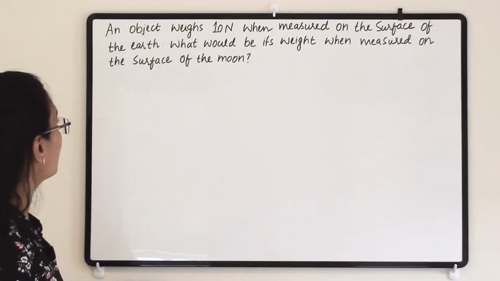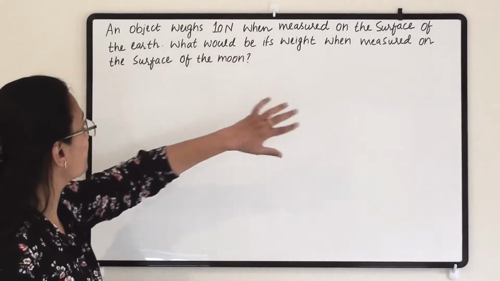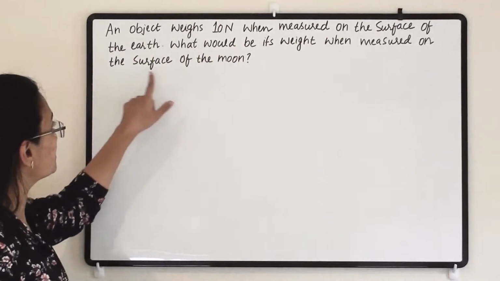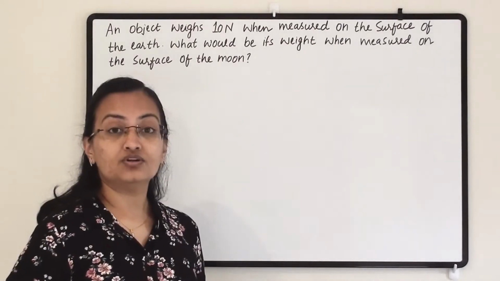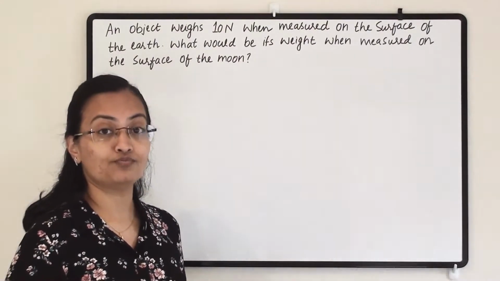Today we are going to understand solved example 10.5. It says that an object weighs 10 Newton when measured on the surface of the earth. What would be its weight when measured on the surface of the moon? Weight on the earth has been given to us. We have to find out the weight of an object on the moon.